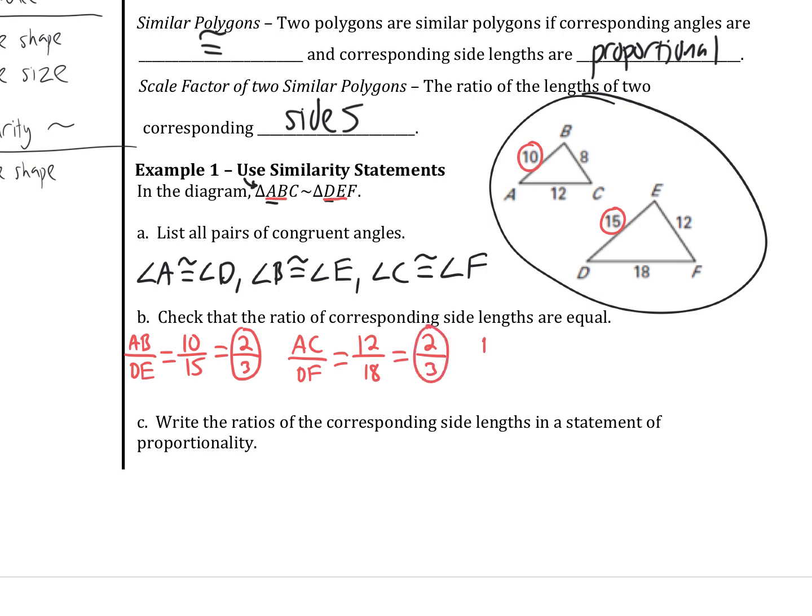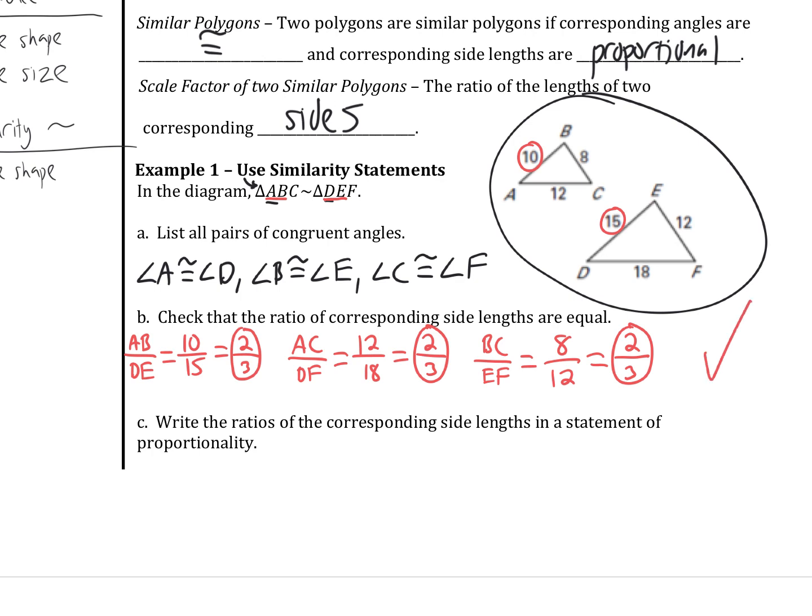Last thing we have is BC over EF. All right. And the side lengths are going to be 8 over 12. What number goes into 8 and 12 nicely? Well, it's going to be 4. 4 goes into 8 twice. 4 goes into 12 3 times. Is that all the sides? It is. And are all the ratios congruent or equal? They are. So this is good.